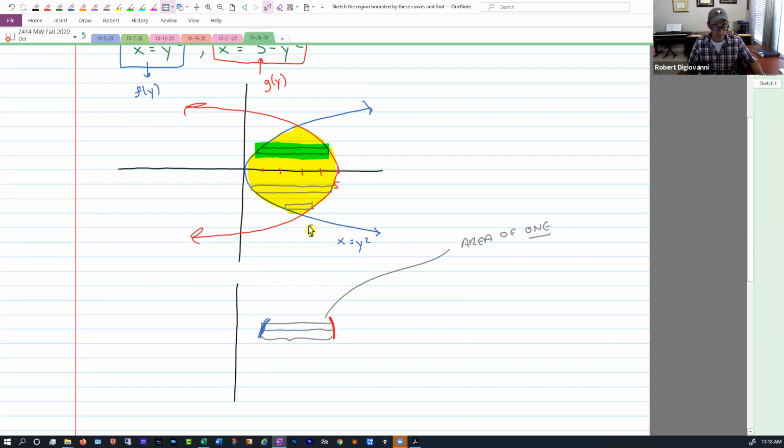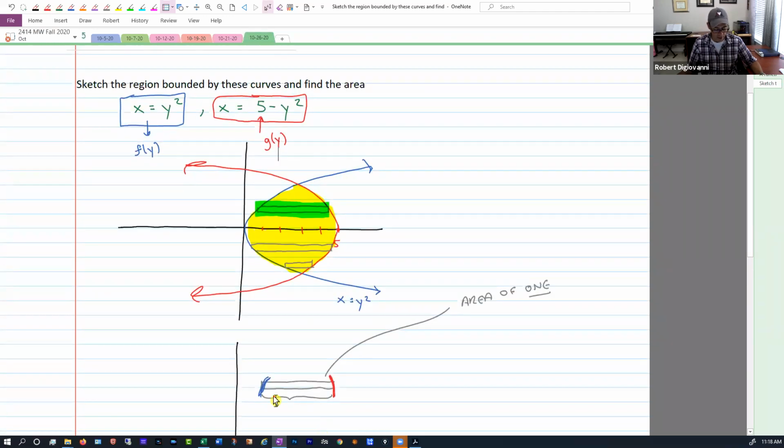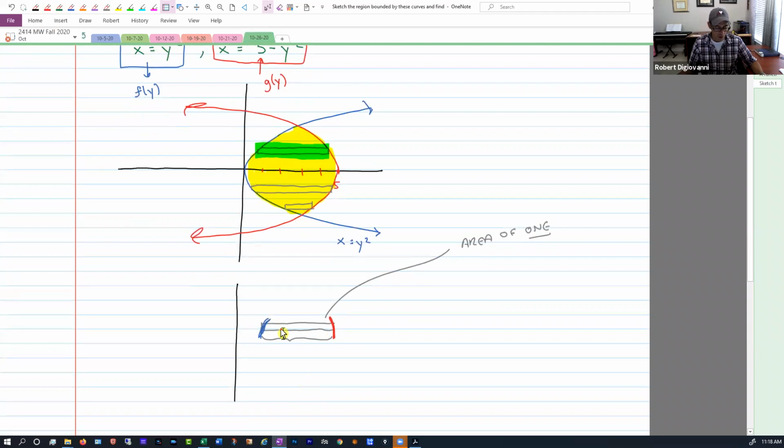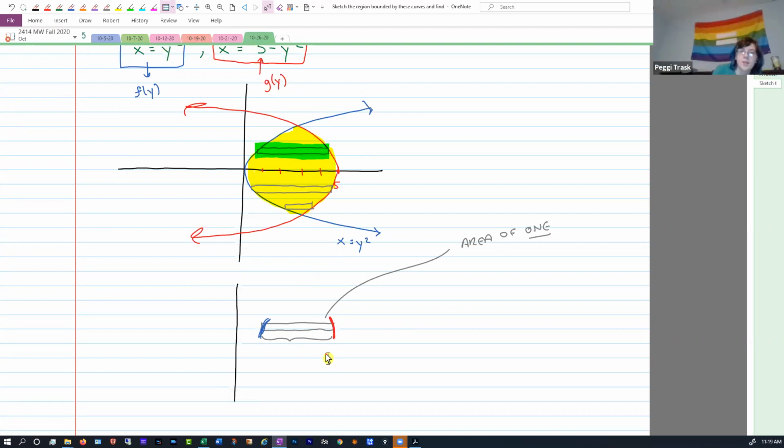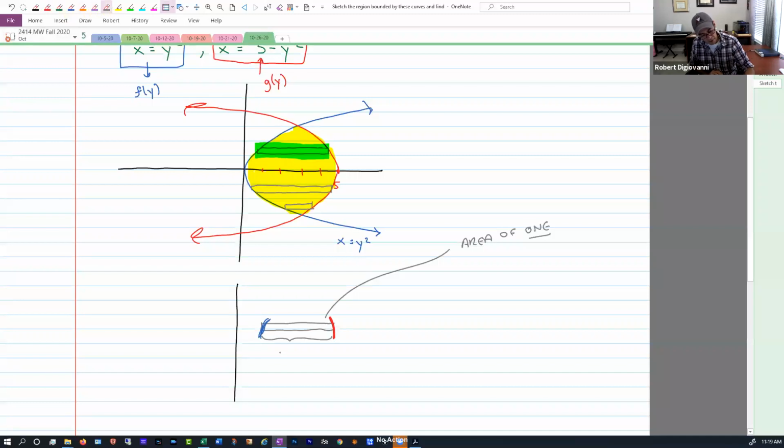And if that were the case, then if I wanted to know the distance between these two, it should be one of them minus the other one. What do you think it would be? Remember, when our rectangles were vertical, it was the top function minus the bottom function. What do you think it will be here? We have g on the right, f on the left. So the one on the right minus the one on the left would be that distance. In this one, it would be g of y, which is the red one, minus f of y, which is the blue one. That's how wide that piece would be.